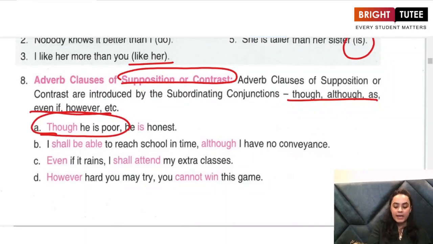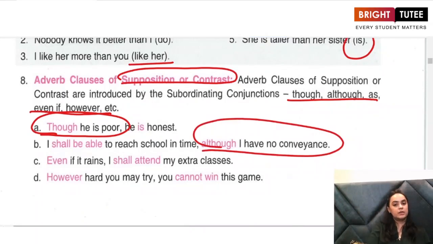I shall be able to reach school in time, although I have no conveyance. Conveyance, no vehicle. What is the contrast? How can I be able to reach school on time, although I have no conveyance? Even if it rains, I shall attend my extra classes. What is the contrast that I am making? That even if it rains, I will attend my extra classes.